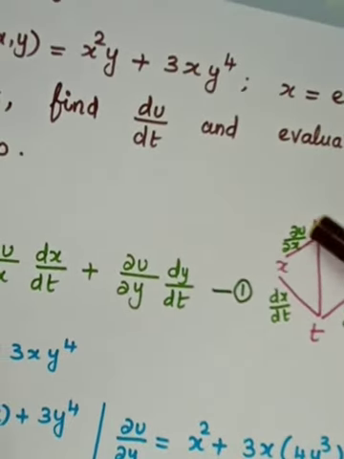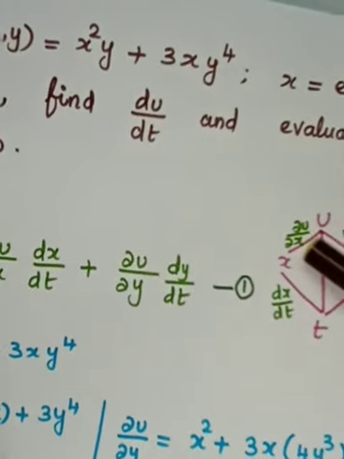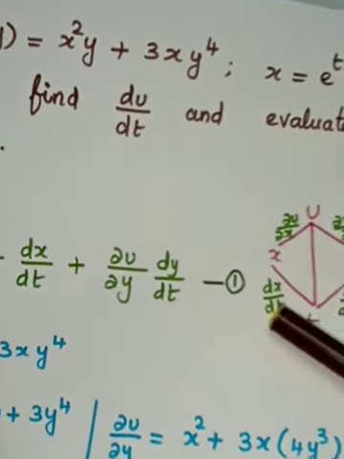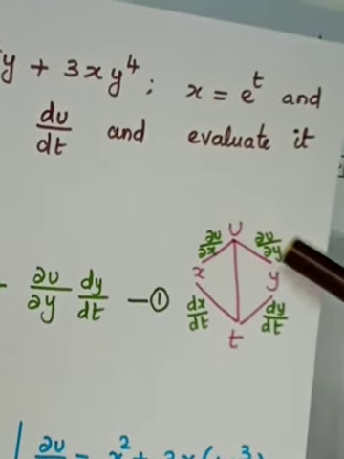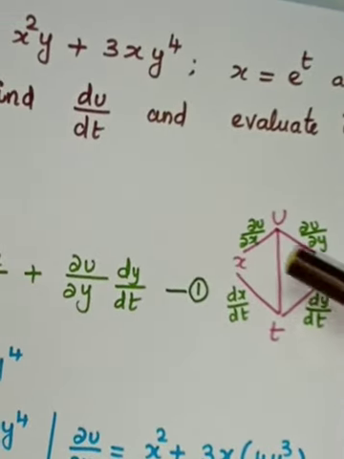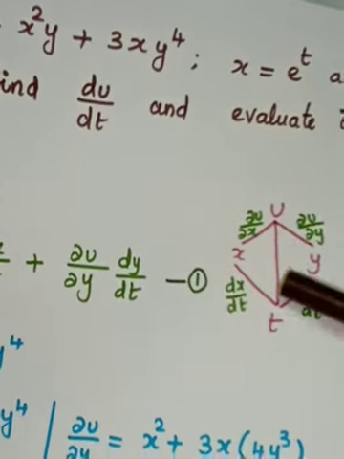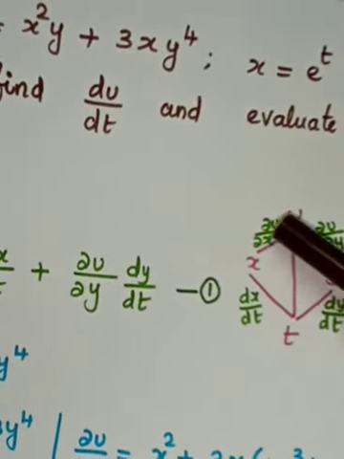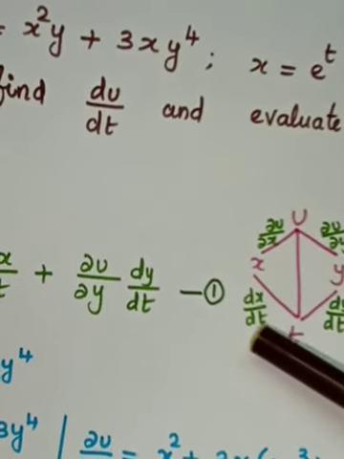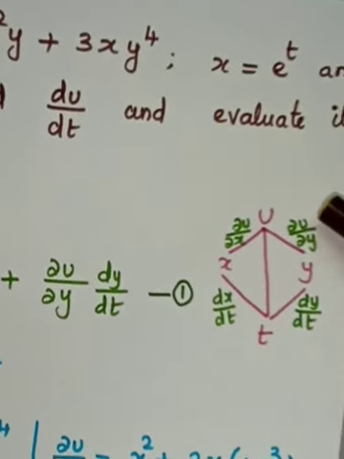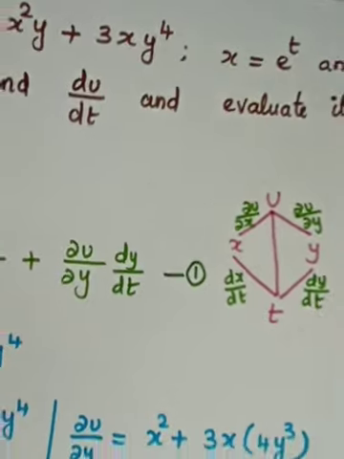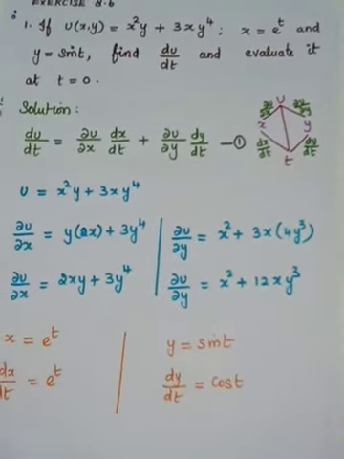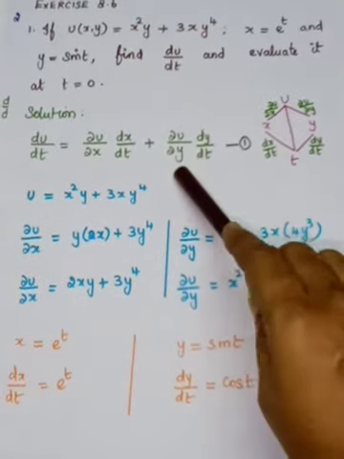So how can you write here, dou u by dou x. Here x is a function of the single variable t, so that is dx by dt. Here dou u by dou y into dy by dt. So how to write the relation between du and t? That is, du by dt can be written as dou u by dou x into dx by dt plus dou u by dou y into dy by dt. That is the formula. So in the first step I have written the formula.